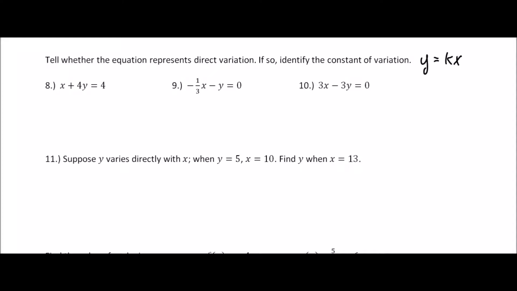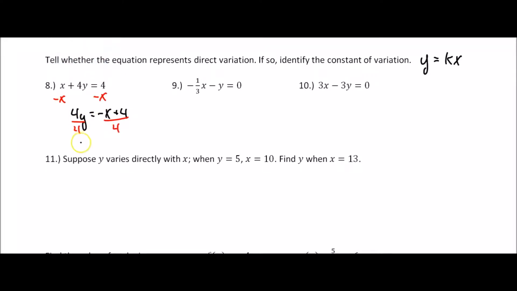I have to solve each of these for y and see if it falls into that format, see if it's a line that passes through 0, 0. So here I subtract the x from each side. Again, just like I'm putting it in slope-intercept form. And now I'm going to divide each side by the 4.